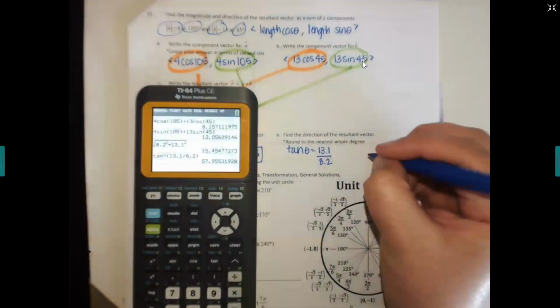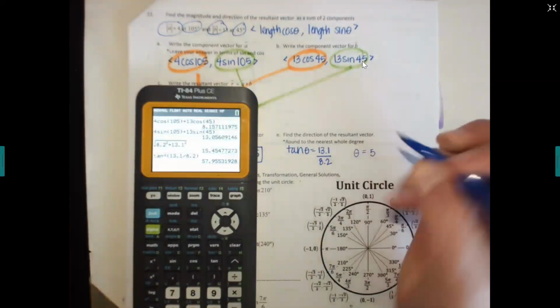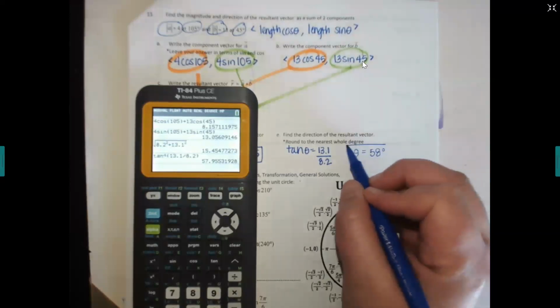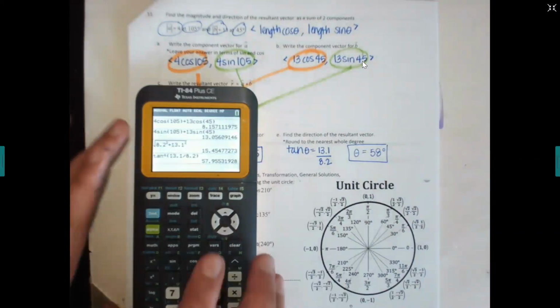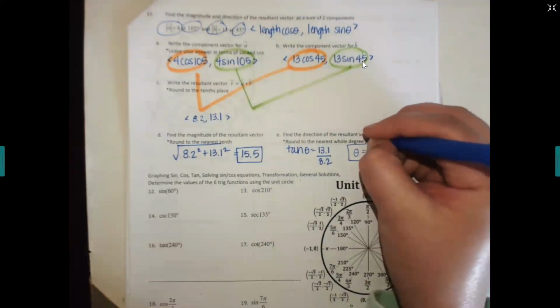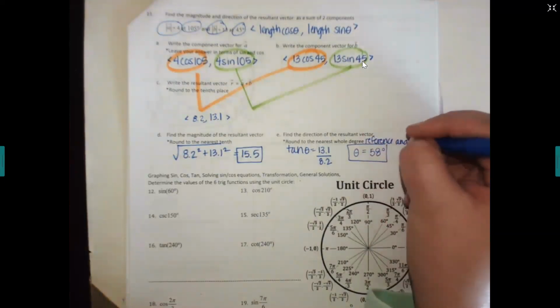Okay, so my angle came out to be 57.9, so I'm going to round that to 58. Okay, now let's think for a second. My vector was 8.2 and then 13.1. So now let's think about our quadrant, because remember, technically this is the reference angle. We still have to make that little chart.